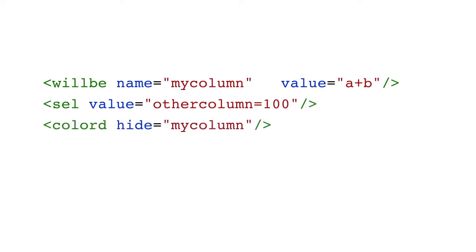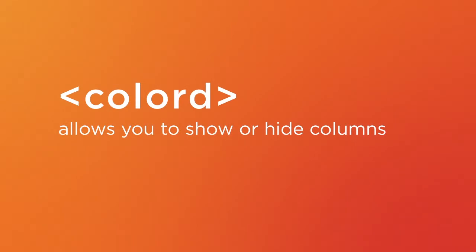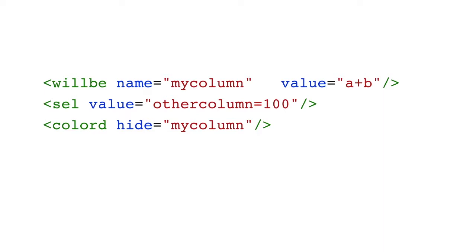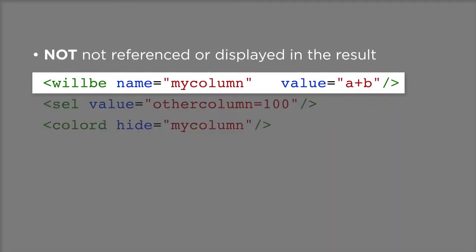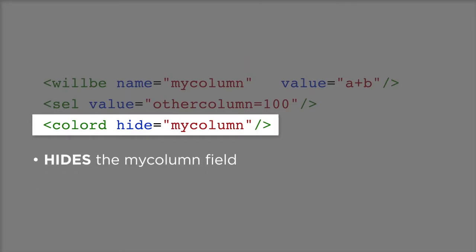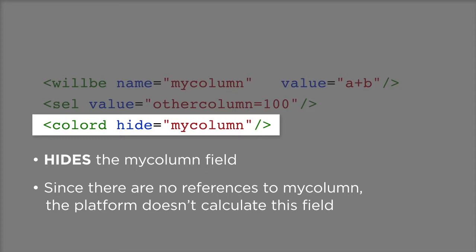To see the impact of lazy evaluation, let's remove the last line from the query and replace it with a callWord statement which hides the myColumn field. The callWord function allows you to show or hide columns. We still have the Willbe for myColumn, but it's not referenced or displayed in the result. The third line containing the callWord hides the myColumn field. Since there are no references to myColumn, the platform doesn't calculate this field.